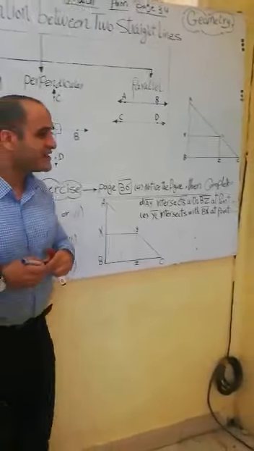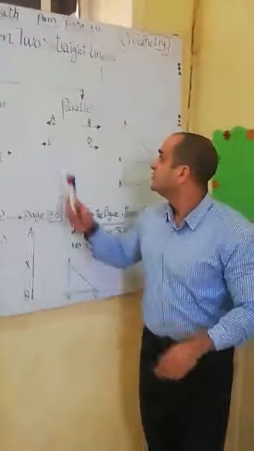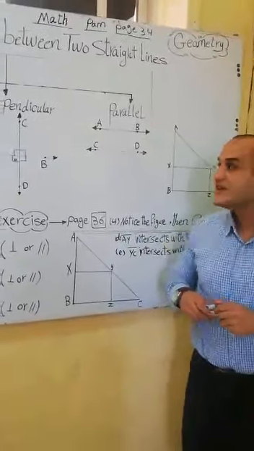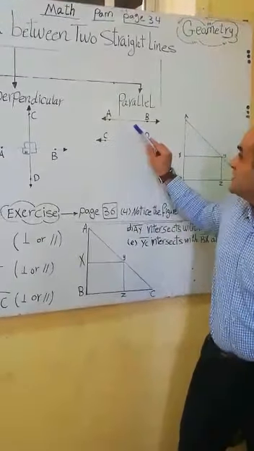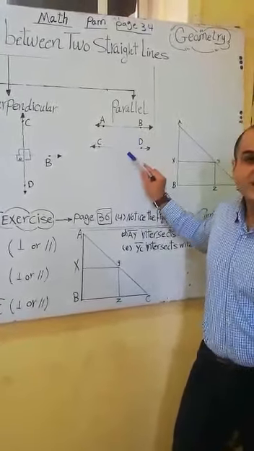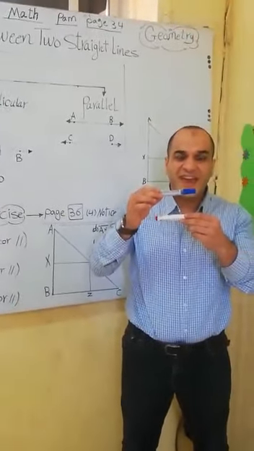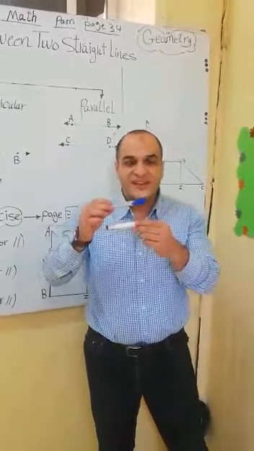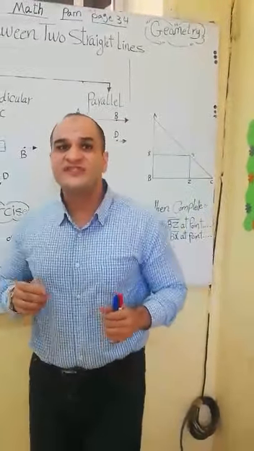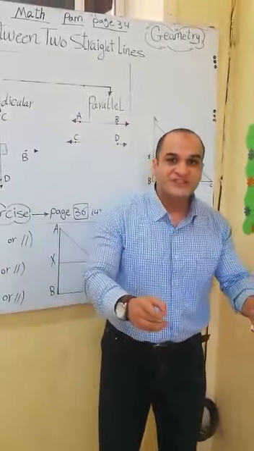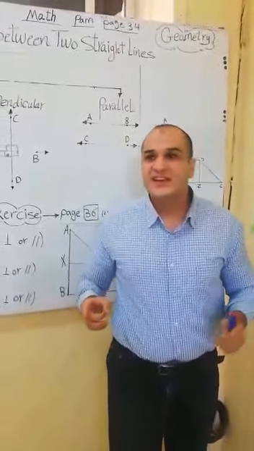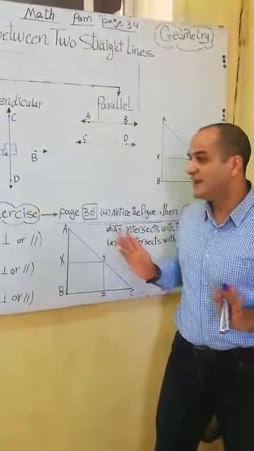And the last case, two parallel straight lines. In this case, two parallel lines never intersect at any point, like the way of a train. They never intersect at any point.